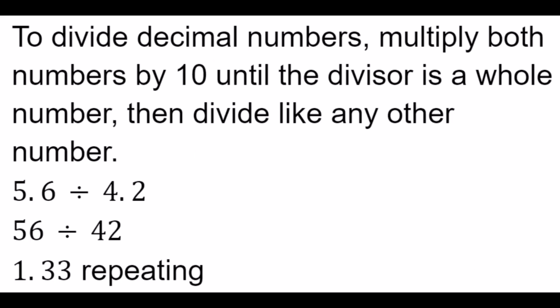To divide decimal numbers, multiply both numbers by a power of 10 that will cause the divisor, the number you're dividing by, to become a whole number, and then divide like any other number. For example, when you have 5.6 divided by 4.2, you can multiply both numbers by 10, which will give you 56 divided by 42, which will result in 1 1/3, also written as 1.33 repeating.